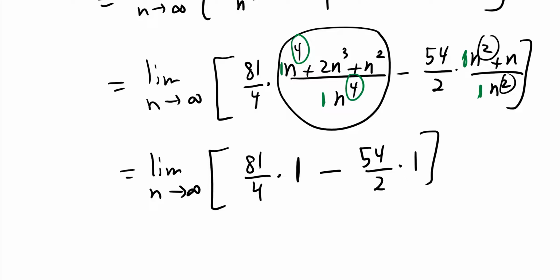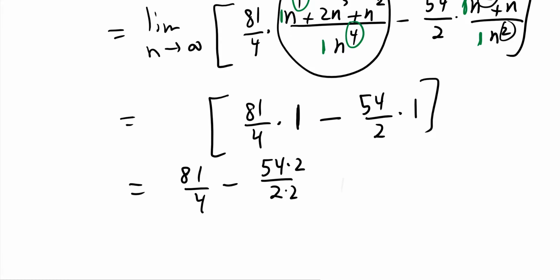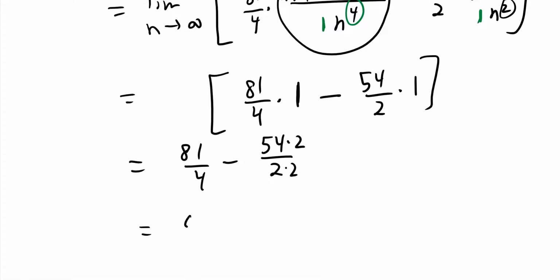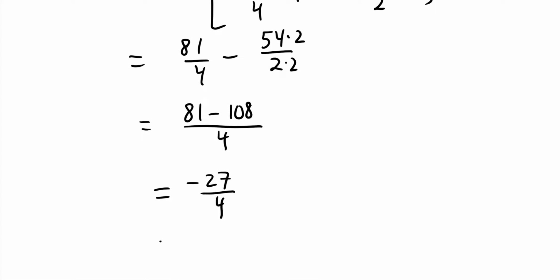So that's after we pass the limit. So the limit is gone now, no more limits. So now what we have is 81 over 4 minus 54 over 2. Multiplying top and bottom by 2, that would give us 81 minus 108 over 4. If we subtract that out, you get negative 27 over 4. And that gives us in return about negative 6.75.